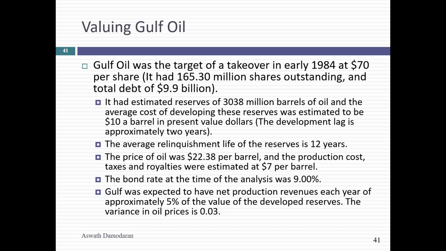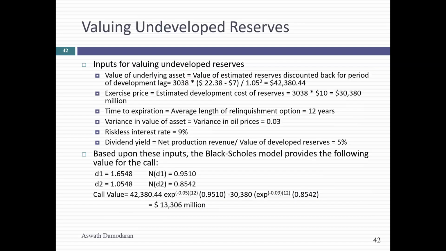So let's take this apart. Let's suppose you want to value these undeveloped reserves. First thing I did was I took the 3,038 million barrels and I took a shortcut. Normally, you'd have to estimate how much oil you'd produce each year, get the expected cash flows each year, and take the present value using a cost of capital for an oil company, right? So basically, that's how you do discounted cash flow valuation.